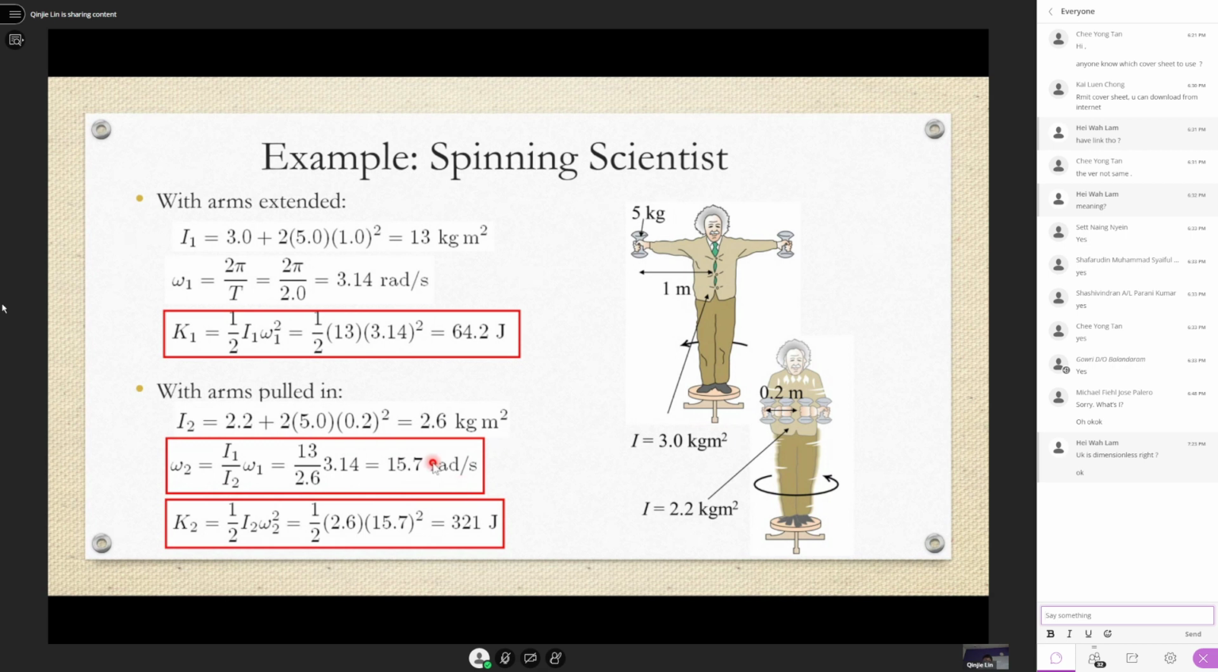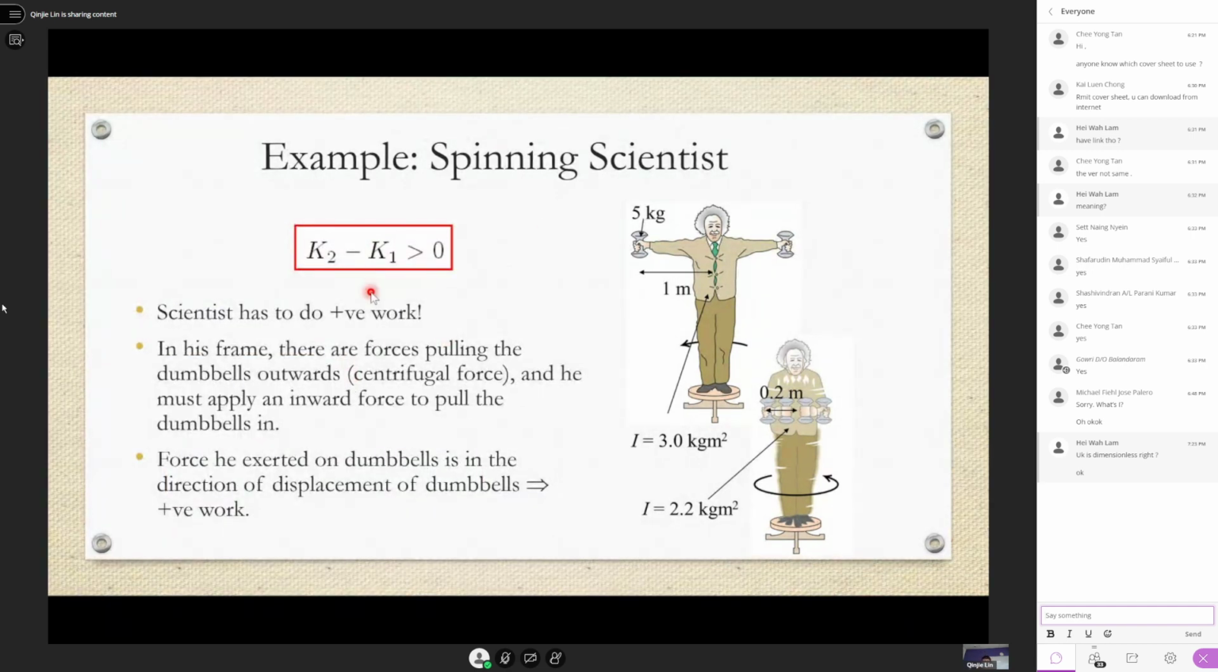Okay, so that is part one of the question. Then part two asks you to compare kinetic energy. Just now we already did K1. So same thing for the final state: you can compute your K2, using your new I2 and your omega 2. You can see the kinetic energy when you rotate so fast is so much higher than before. Just now it was only 64.2. After you pull in, you rotate much faster, and your kinetic energy increased by so much.